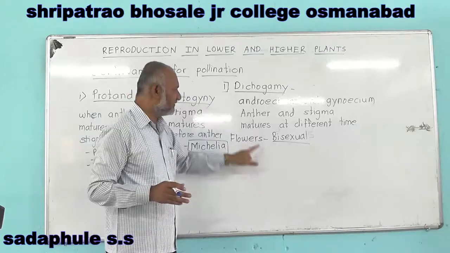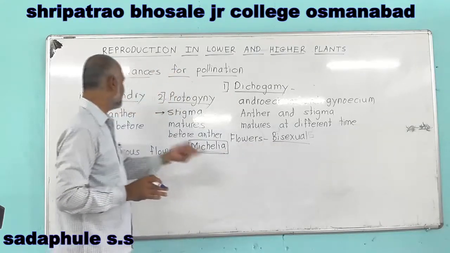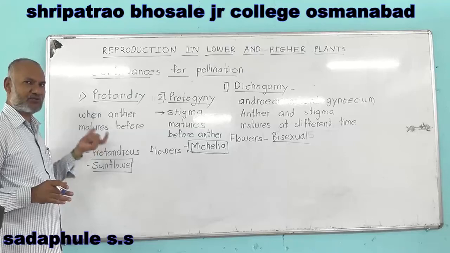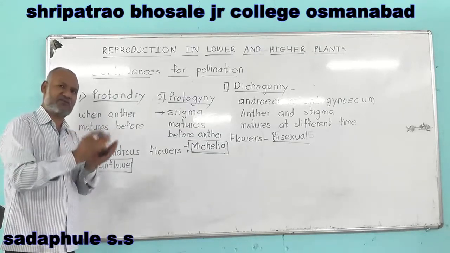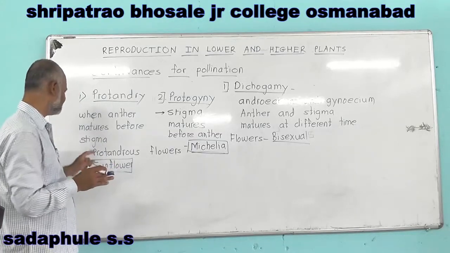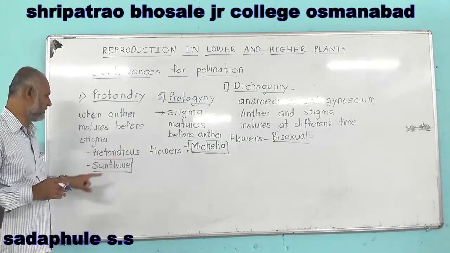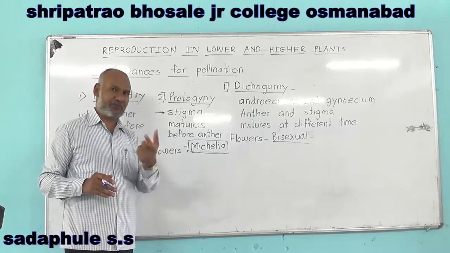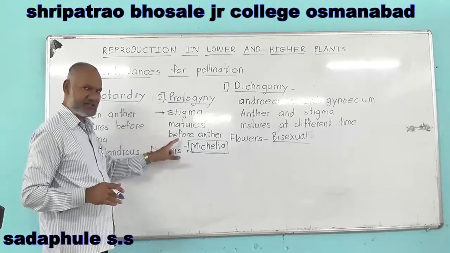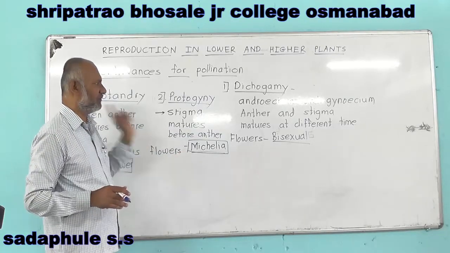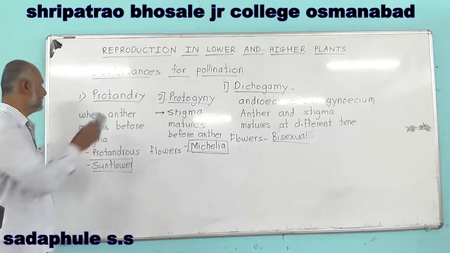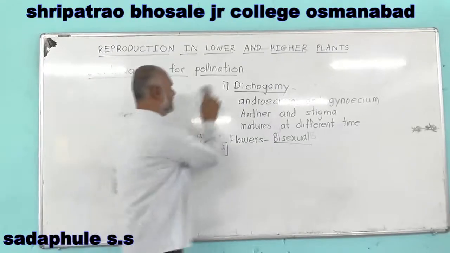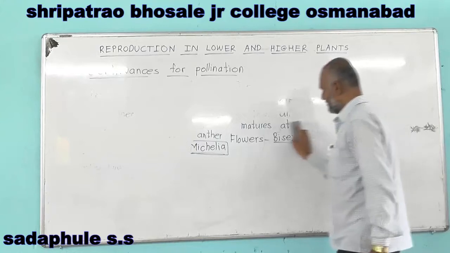Now in this dichogamy, the flowers are bisexual and it is of two types, that is protandry and protogyny. In protandry, anther matures before stigma, that is androecium matures before gynoecium. Flowers are termed as protandrous flowers, example is sunflower. In protogyny, stigma matures before anther and hence self-pollination is avoided, example is mirabilis. So it is the first outbreeding device developed by plants to achieve cross-pollination and to prevent self-pollination.